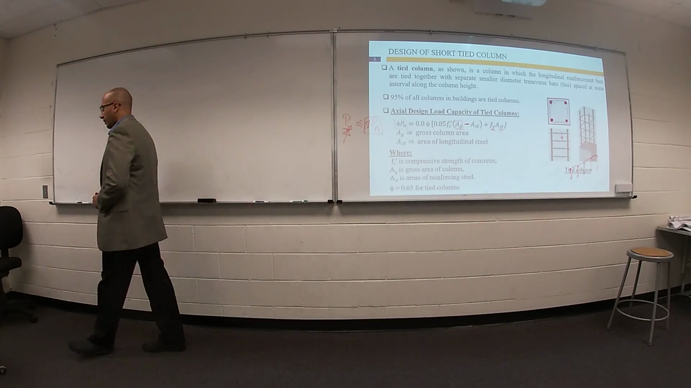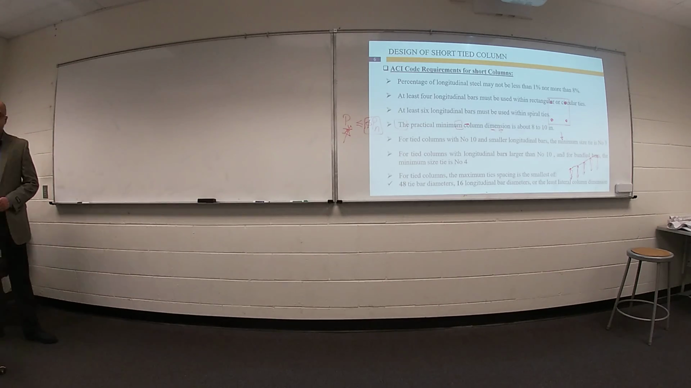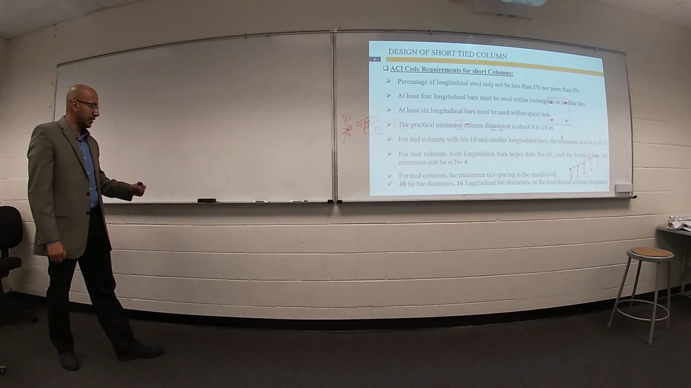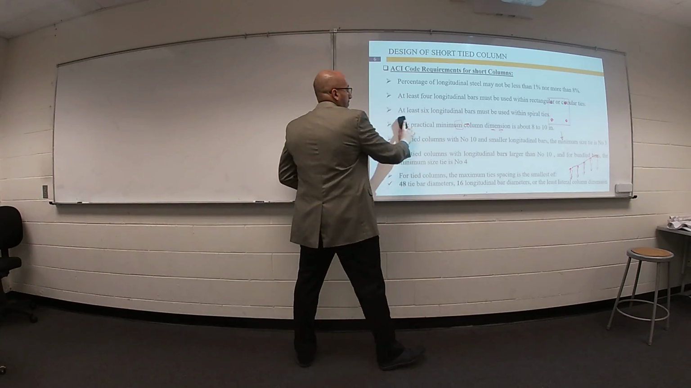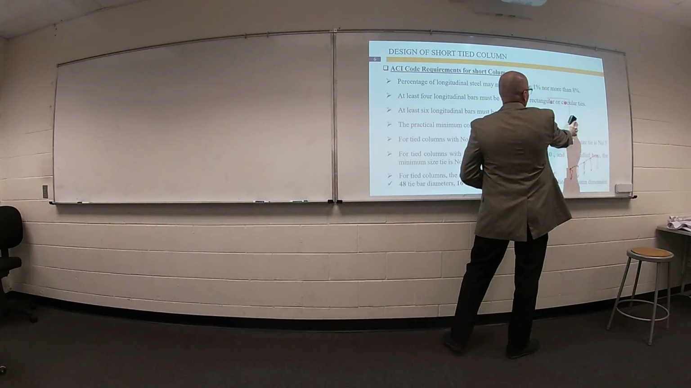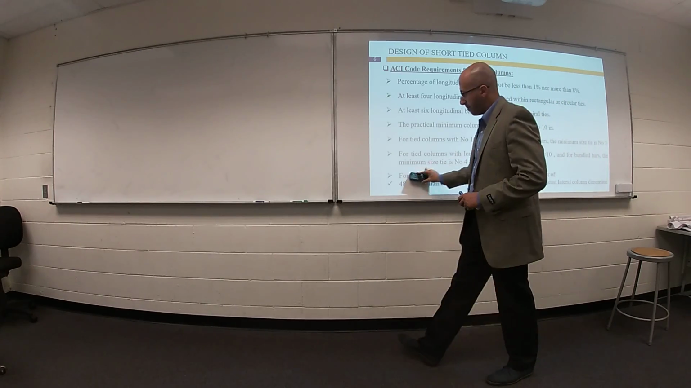Let's see some examples, but before examples, we have something we need to respect. Phi equals 0.65.